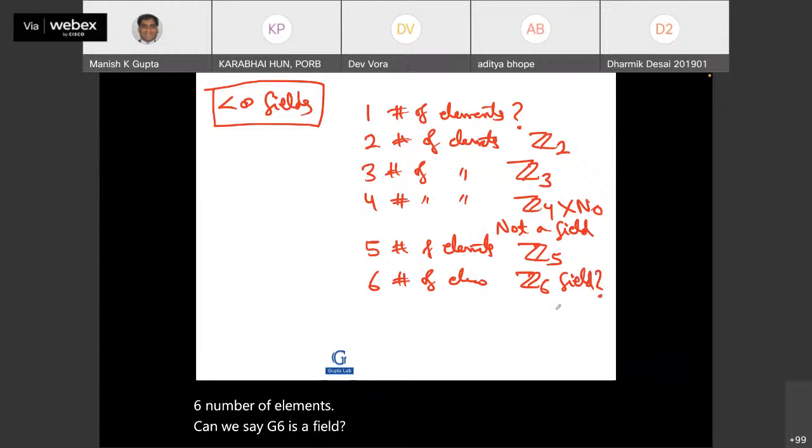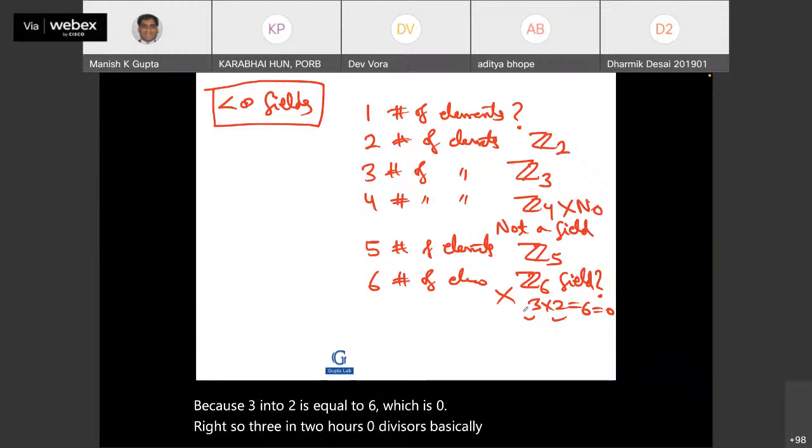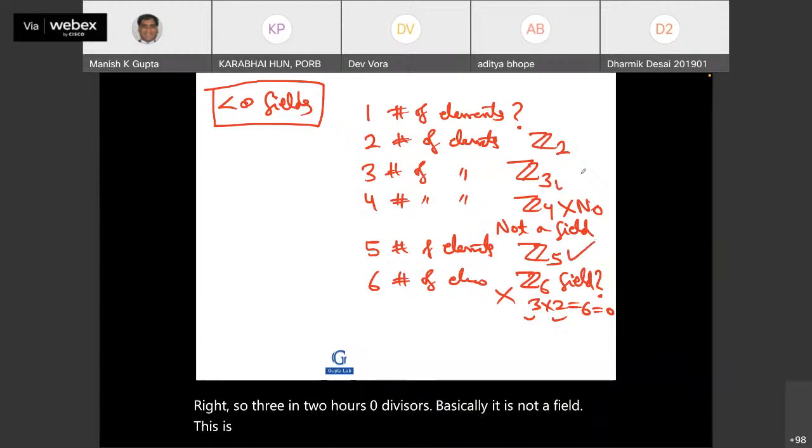Yes, please unmute and answer. Okay. It is not a field, it's a ring. Because 3 into 2 is equal to 6, which is 0. Right? So 3 and 2 are zero divisors. Basically, it is not a field. This is a field, Z2 is a field.